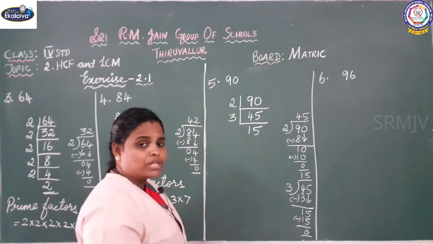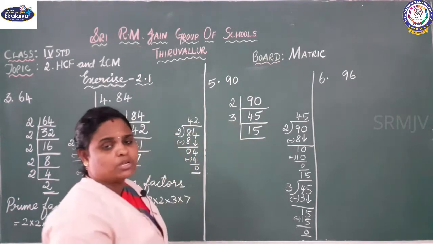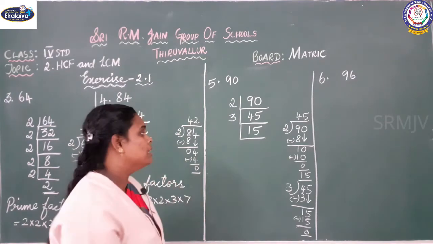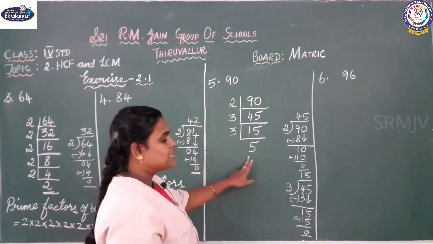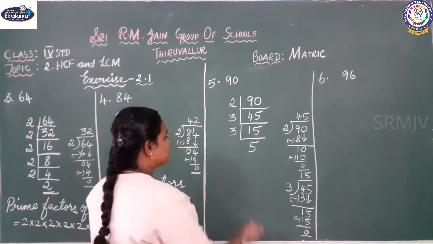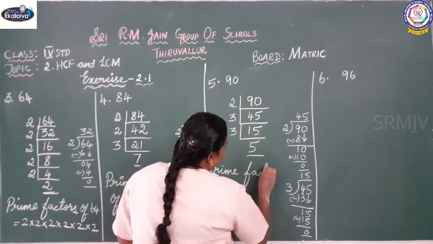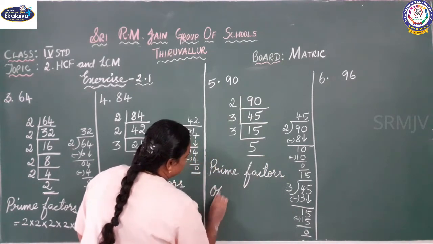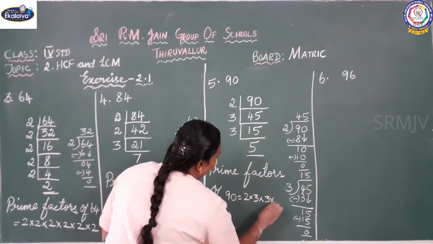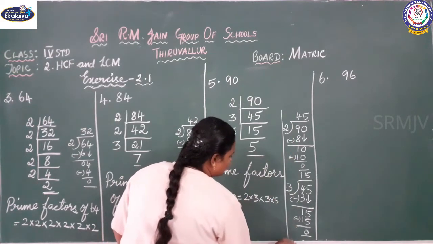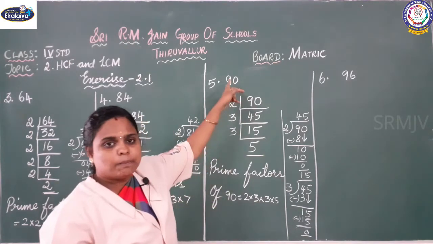So listen children, again 15 is a composite number, so we should divide it again. So we will take 3 table again, because it will not be divisible by 2 table. If you are dividing by 3, 3 5s are 15. See, listen children, 5 is a prime number, so we can stop. So what are the prime factors of 90? Prime factors of 90 equal to 2 into 3 into 3 into 5. So 2 3s are 6, 6 3s are 18, 18 5s are 90.